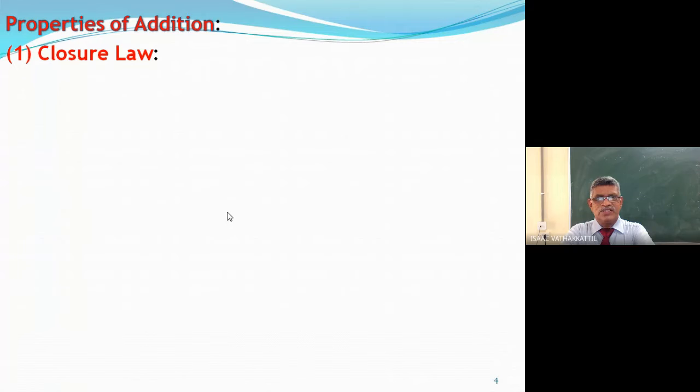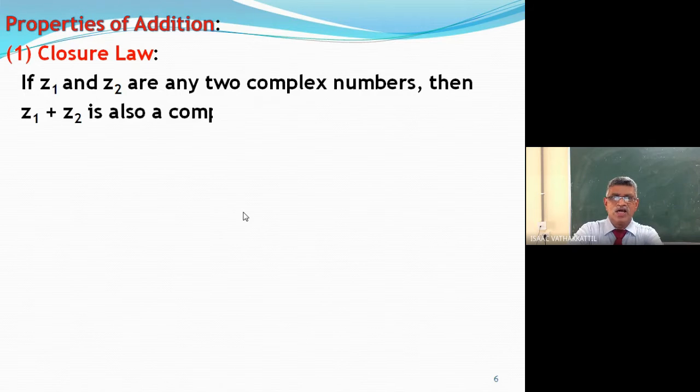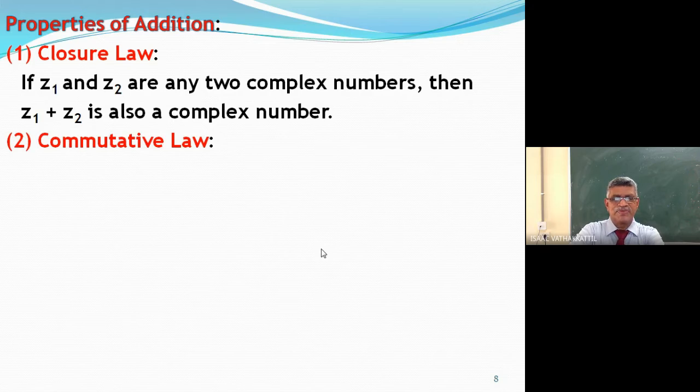Now the properties, the regular properties which we see in real numbers. Closure property. What do you mean by closure property? If you add two complex numbers, you get a complex number itself. That's what we mean by closure property. If Z1 and Z2 are any two complex numbers, then Z1 plus Z2 is also a complex number.